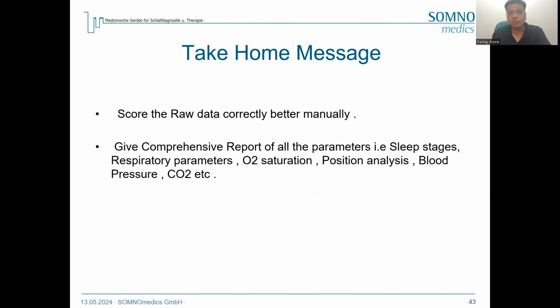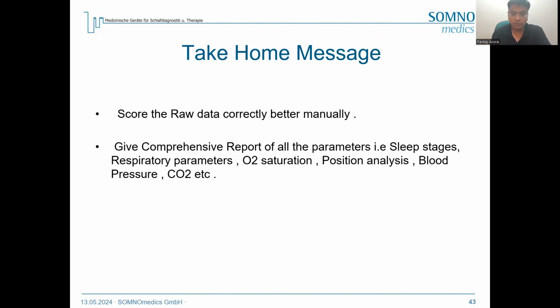So ultimately, the take-home message is to score the raw data correctly. Though machines also do auto scoring, if you are an RPSGT or certified in clinical sleep health, you should score the data manually so that you are sure that what you have done is correct. Then you need to give a comprehensive report of all the parameters which I have already shown you. You need to show the sleep stages, how the patient has behaved in the sleep stages, and whether the sleep was fragmented or not.